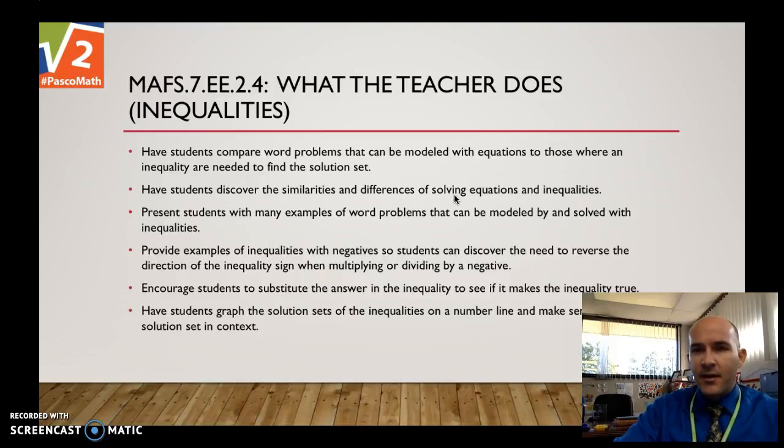So again, through context, have them solve and then realize maybe their solution set doesn't work, because they didn't flip the inequality, and the need for that. Encourage students to substitute the answer in the inequality to see if it makes it true. So again, once they have an answer, make sure that it is accurate. Have students graph the solution sets of inequalities on the number line and make sense of the solution set in context.